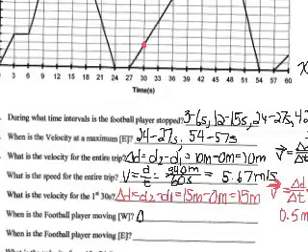So it's between 0 and 3 seconds, between 6 and 12 seconds, between 27 and 42, and then 57 to 60.